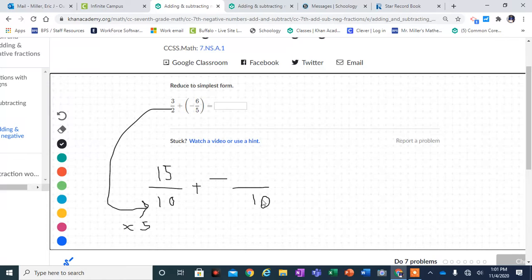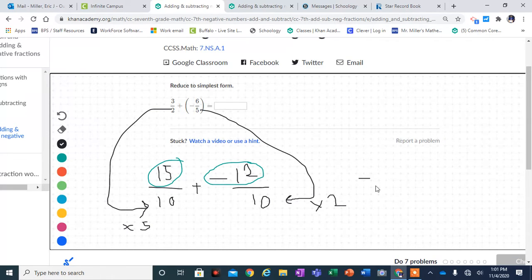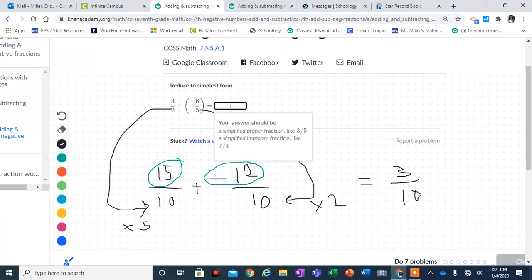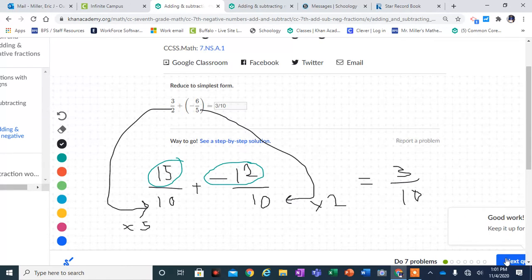To get this 5 to become a 10, you needed to multiply the top and bottom by 2. So that means that 6 times 2 is 12. So now what we would have here is we'd have 15 plus a negative 12, or 15 minus 12, which then is equal to 3 over 10. So 3 over 10 is your answer.